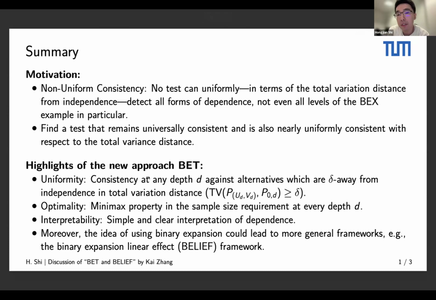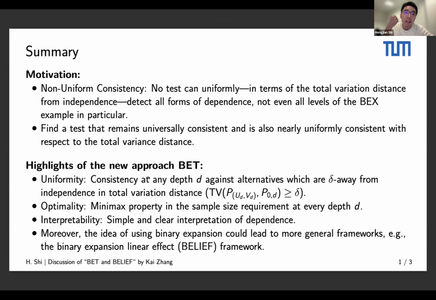So the highlights of the new approach BET is first the uniformity. It enjoys the consistency at any depth against alternatives which are delta away from the independence in total variation distance. And the second highlight is the optimality. So the new method BET enjoys the min-max property in the sample size requirement at any depth D.